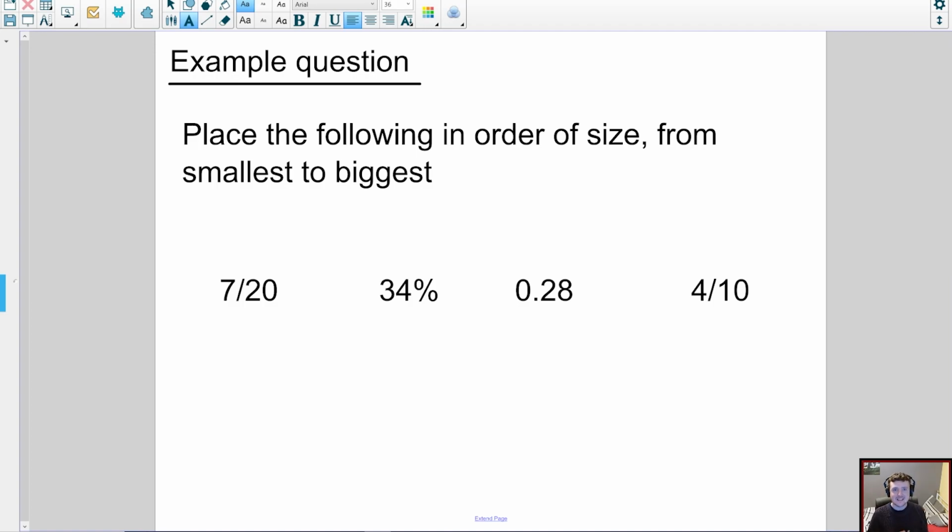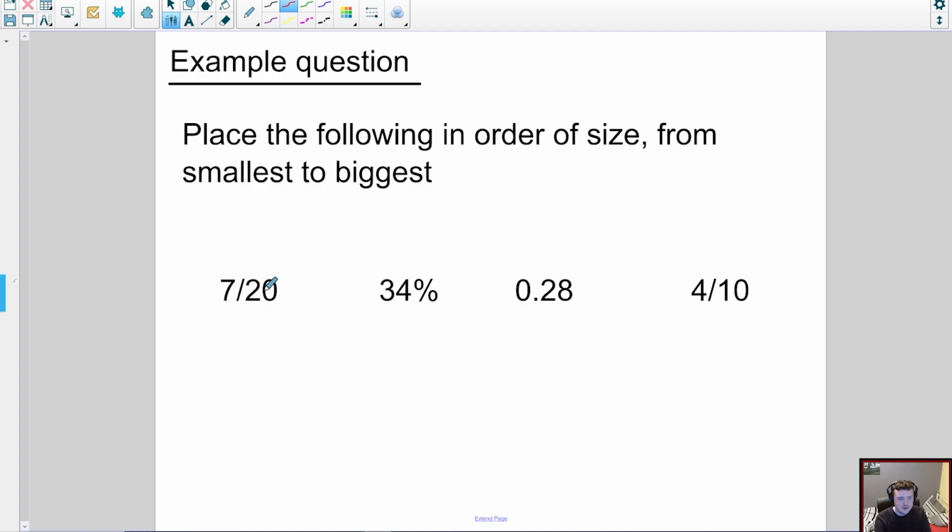They might say ascending or descending order, which are maths words you need to recognize, but I'm going to be a bit more kind and say from smallest to biggest. So let's do this together. This time I'm going to make them all percentages. Why not? So we've got 7 out of 20.